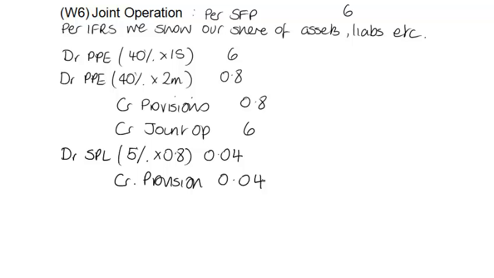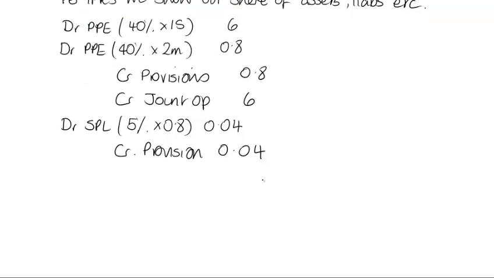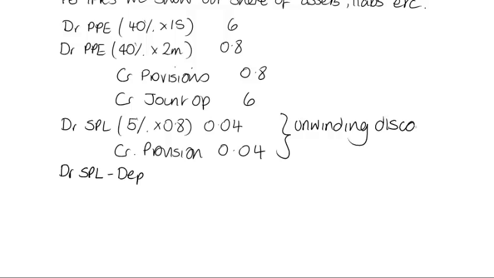It says that the gas station is to be dismantled at the end of 10 years. So we have to charge depreciation. So I'm going to debit statement of profit and loss. So this is for unwinding the discount on the provision. I'm going to debit the statement of profit and loss with depreciation.